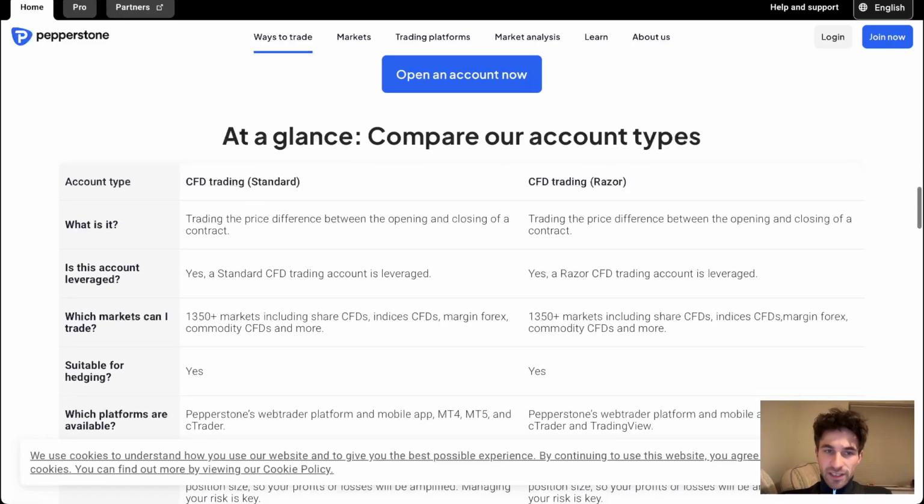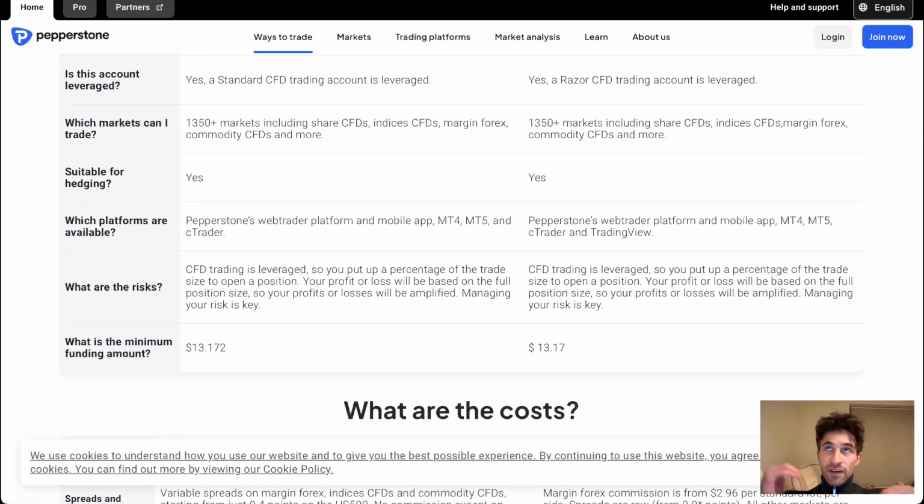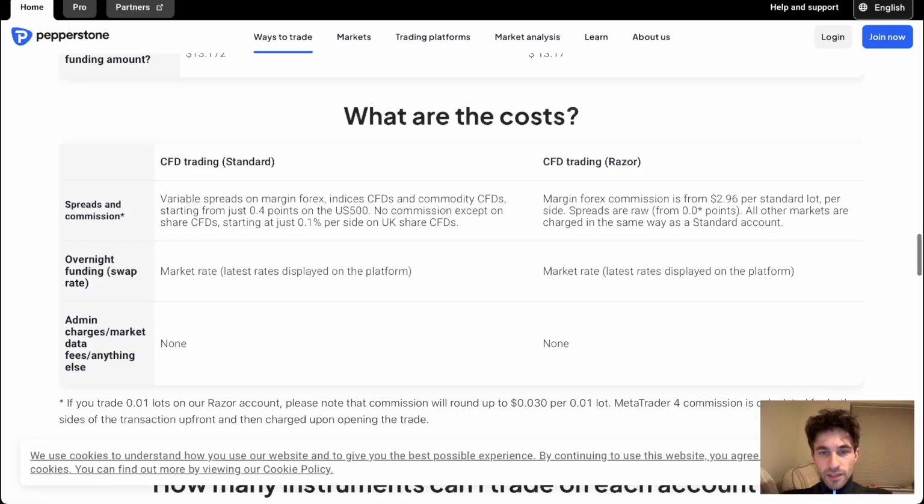So the difference between these is it's very similar in terms of how the accounts are laid out. If we go down here, the Razor is going to be on commission, and there is no spread on these. As you can see, spreads are raw from 0.0, so the price is the actual price. They just charge a commission on the Razor account, which is the more advanced account.